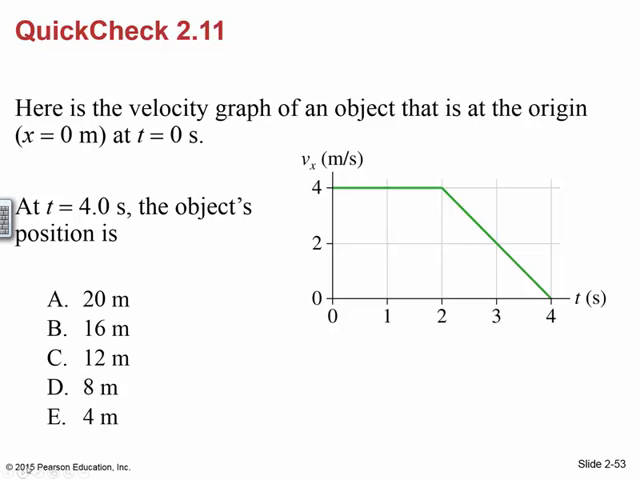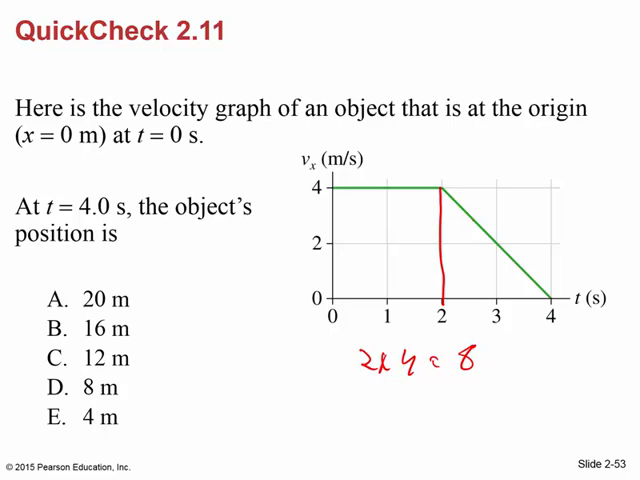Here's another velocity graph, an object that is at the origin. At time 4 seconds, what is the object's position? When we come out here to 4, we can do two graphs. Right here we have 2 times 4. So 2 times 4 is 8. And then we have 2 more seconds, but notice that's a right triangle.